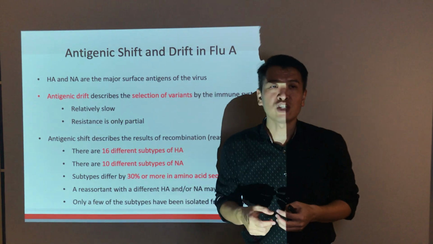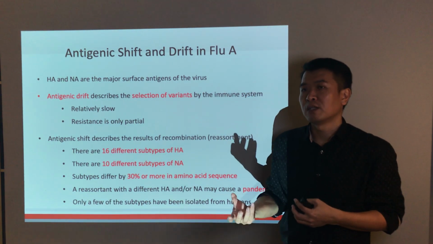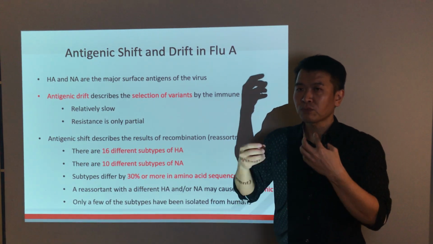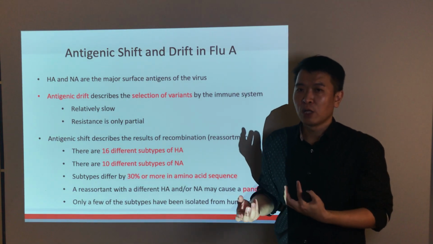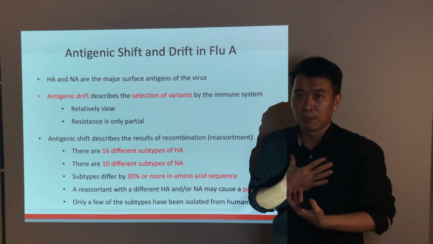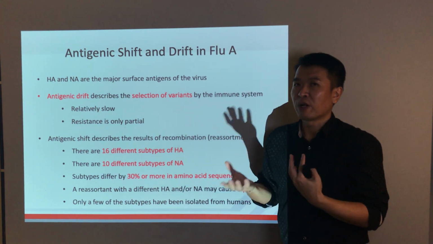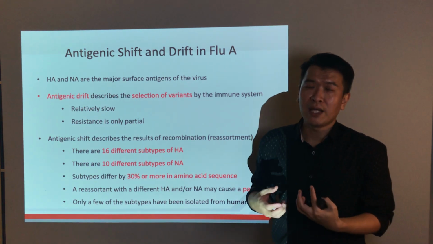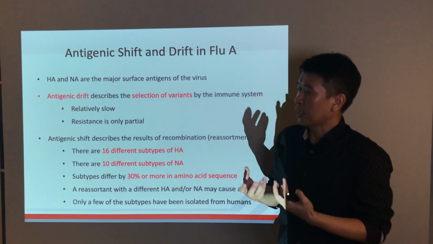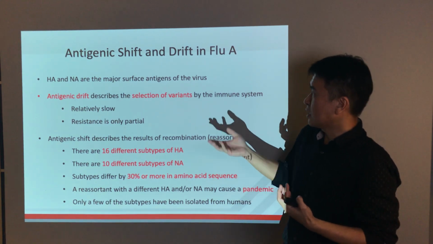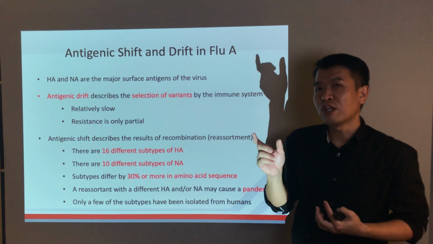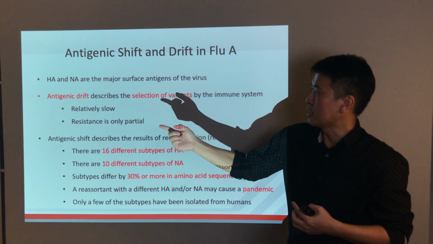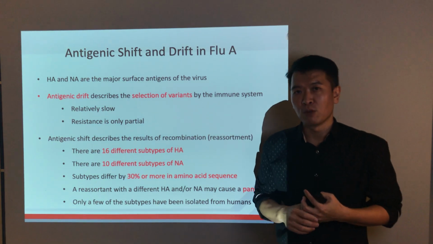Now what does antigenic drift mean? Do you know that every year the virus will undergo mutations, and these mutations will not be recognized by your immune system, and when they are not recognized by the immune system, they can start infecting. So that's the reason why you need to take a new vaccination every year for flu. The mutations that occur here are called antigenic drift. It's actually a selection of variants by the immune system.